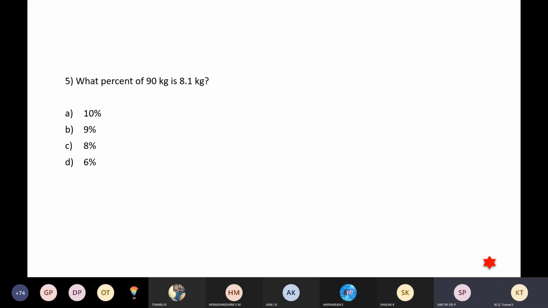Here's the next question. What percentage of 90 kg is 8.1? Out of 90, 8.1 kg is how much percentage?